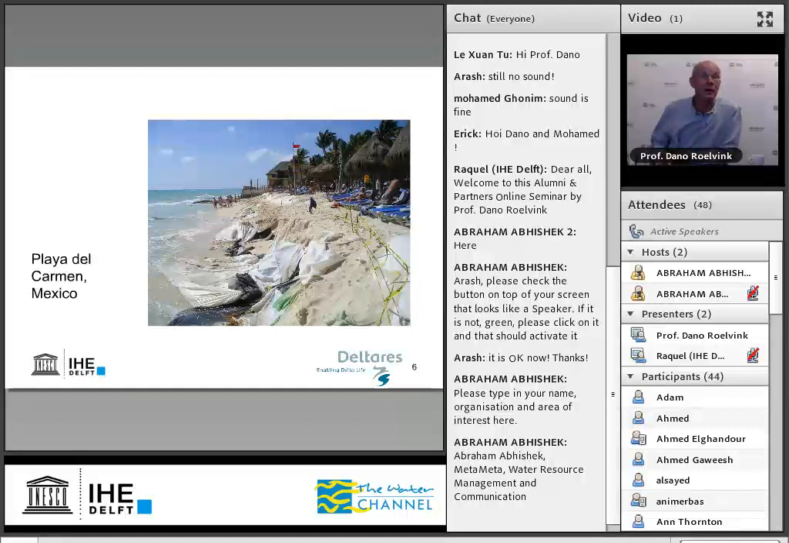Even in very affluent touristic areas like here in Playa del Carmen in Yucatan, beautiful hotels where the lawns are manicured but their beaches are taken away. And people will tell me that it's the sea level rise, but it's very likely that this was something else entirely, because sea level rise doesn't manifest itself at this kind of time scale.